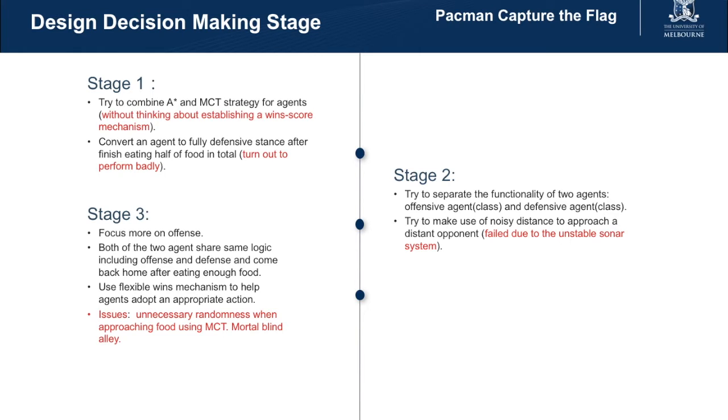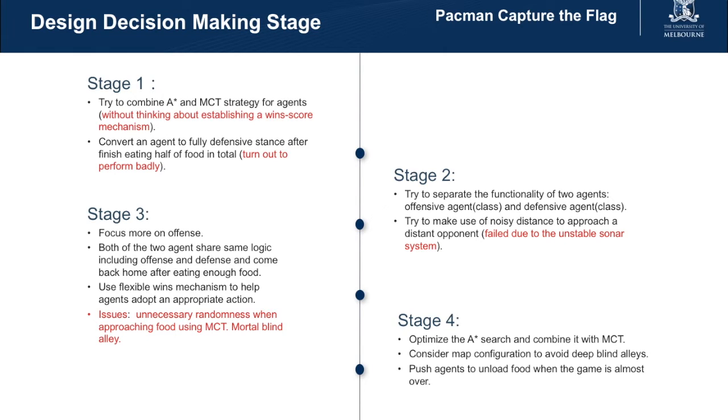In stage 3, we focus more on offense. Both of the 2 agents share same logic, including offense and defense, and come back home after eating enough food. Use flexible wins mechanism to help agents adopt an appropriate action, but there are issues: unnecessary randomness when approaching food using MCT, and the motto blind alley. In stage 4, optimize the A-star search and combine it with MCT.